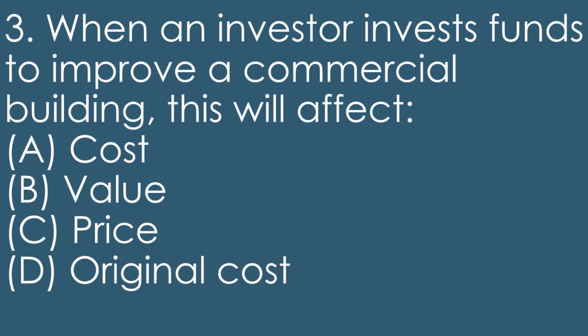And then we have question 3. When an investor invests funds to improve a commercial building, this will affect A, cost, B, value, C, price, D, original cost. Well, we have to look at what we know about cost, value, price, and original cost, and which one an improvement to a commercial building actually affects. So which one do we think it would be?